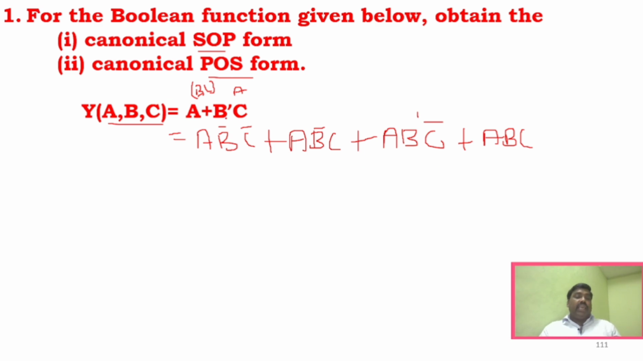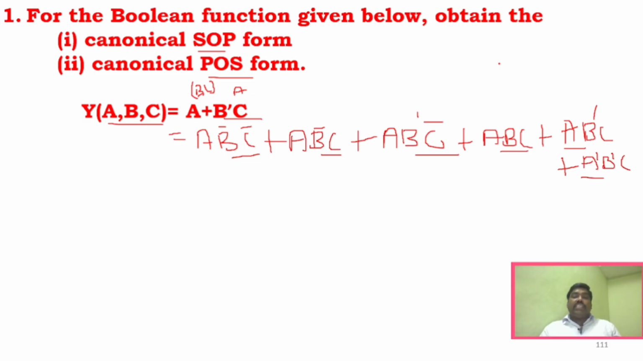Similarly, here A alone is missing. So it can be either A or A bar. So I can consider A, B bar, C plus A bar, B bar, C. Only for the missed term, we are finding out different combinations. Clear? Now I have to simplify this expression.